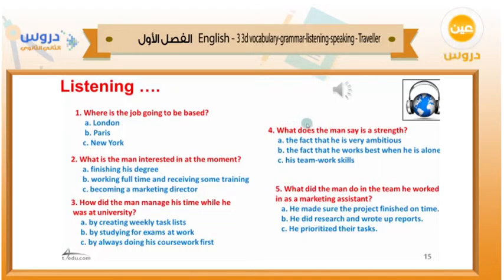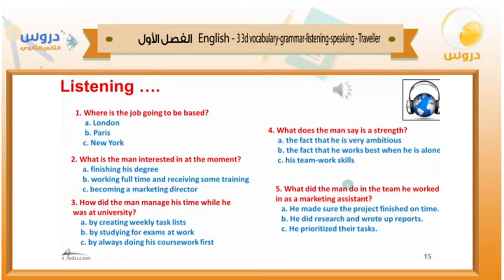So for number 4, what does the man say as a strength he's something good at? Was it the fact that he's very ambitious, or the fact that he works best when he's alone, or his teamwork skills? You remember he talked about his teamwork skills, and actually he was over ambitious, and that is not a strength. It was considered for him, as the interviewer asked him, as a kind of weakness.